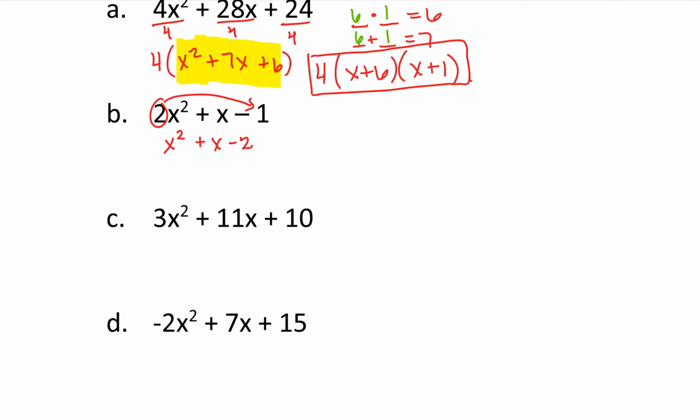Now I'm going to do what times what. In this case, what times what gives me a negative 2, but adds to give me that 1x? Well, the only thing that can give me those values is a positive 2.